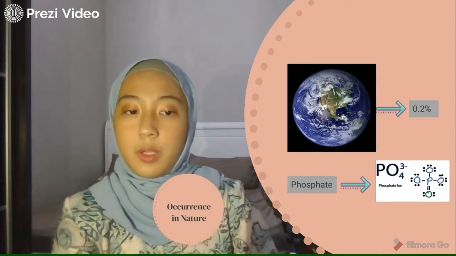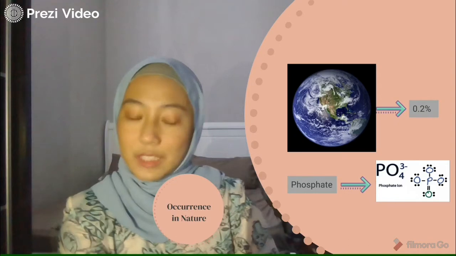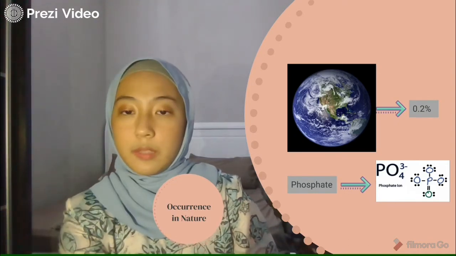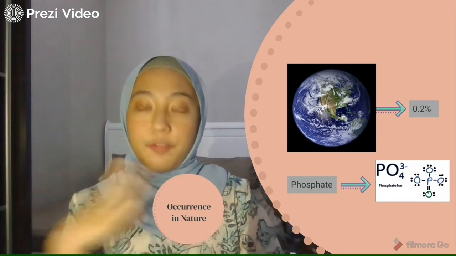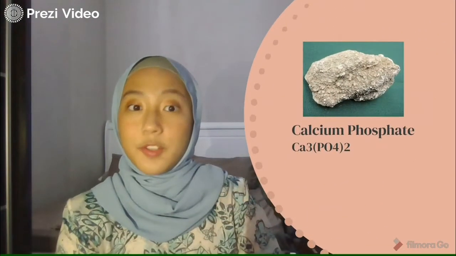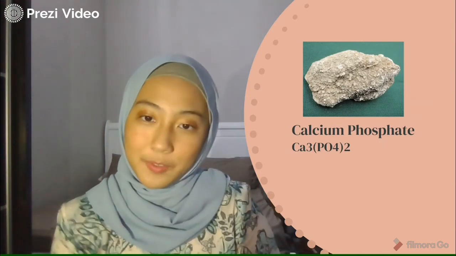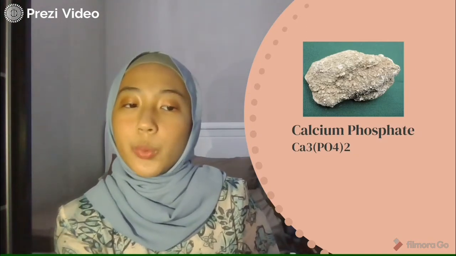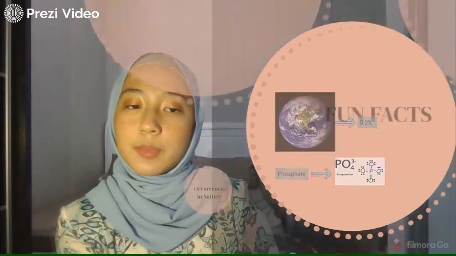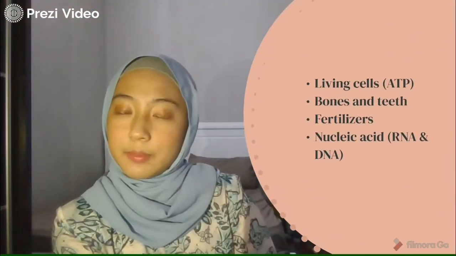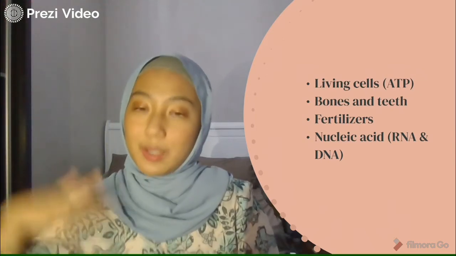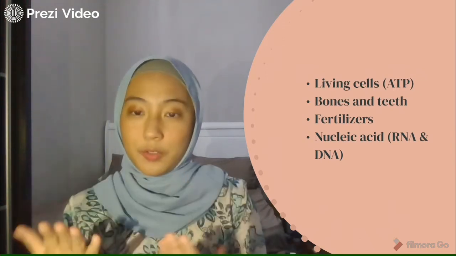So moving on, its occurrence in nature. The sole imperative commercial source of phosphate is in phosphate rocks, as you can see in the picture here, which is primarily calcium phosphate, Ca3(PO4)2. Okay, so let's move on to the importance of phosphorus. There are 4 importance of phosphorus, which I will be explaining to all of you.